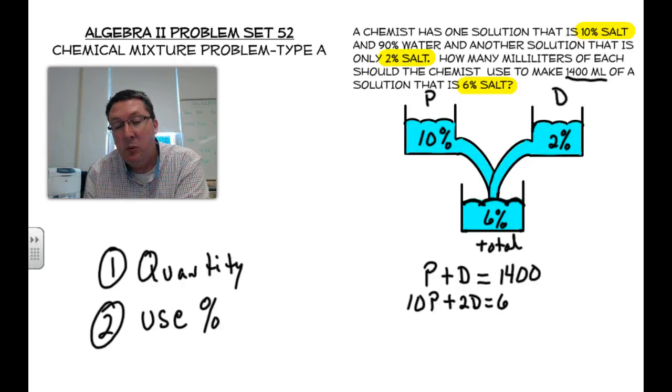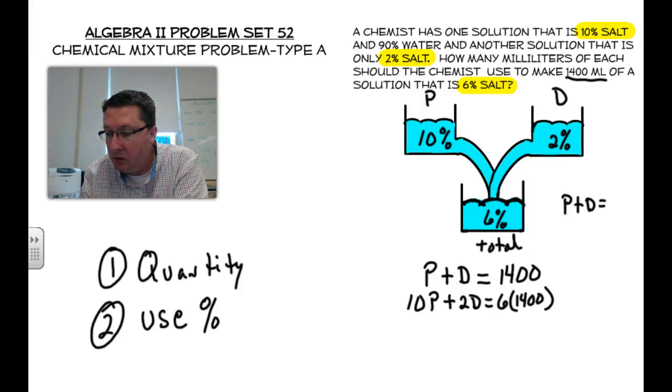Now we've got to be careful here because we know how many milliliters of that 6%. We want to multiply that by the number of milliliters in the final solution, which is 1,400. So we have these two equations. Pouring plus dumping equals 1,400.